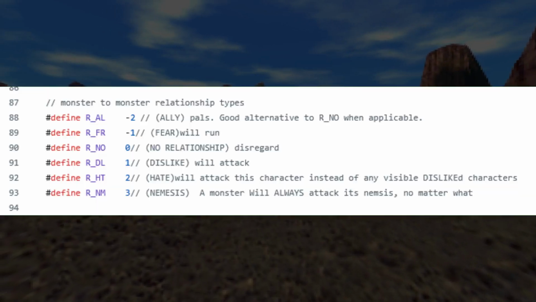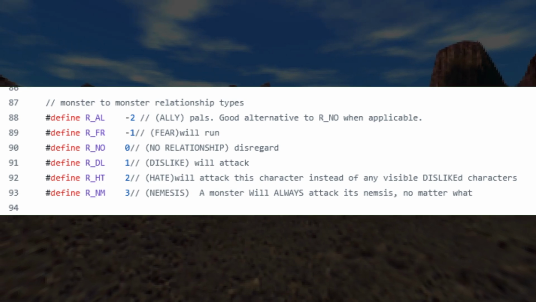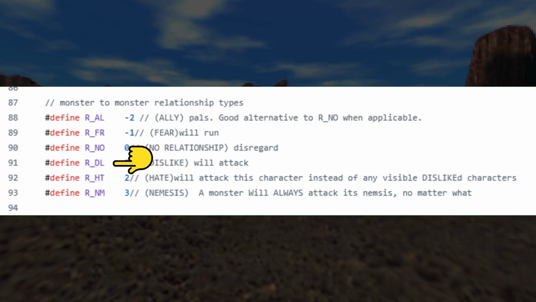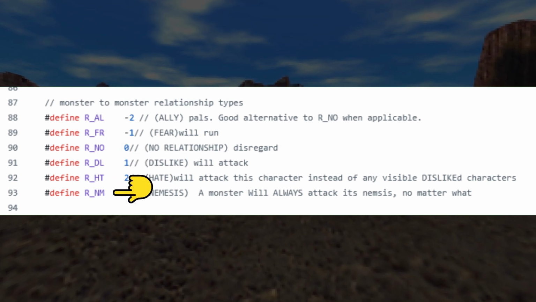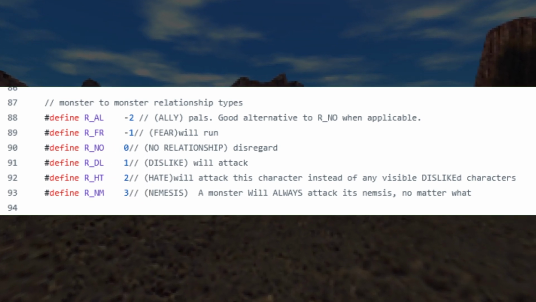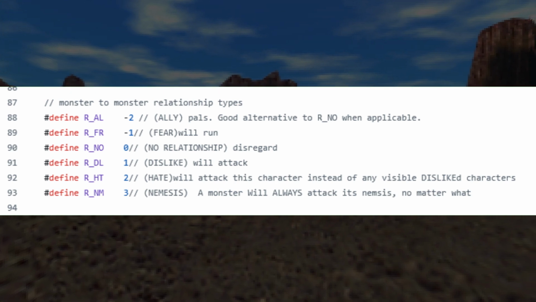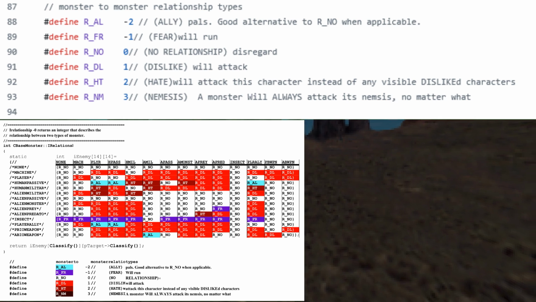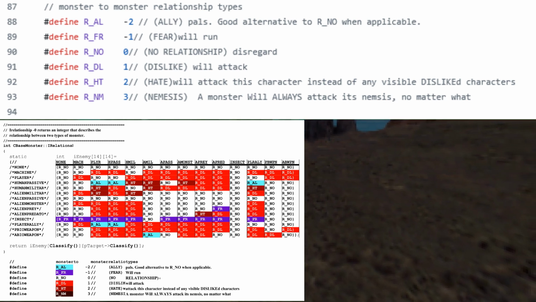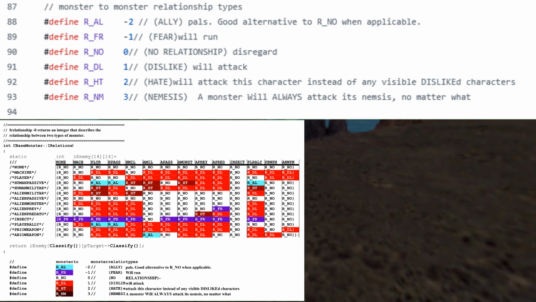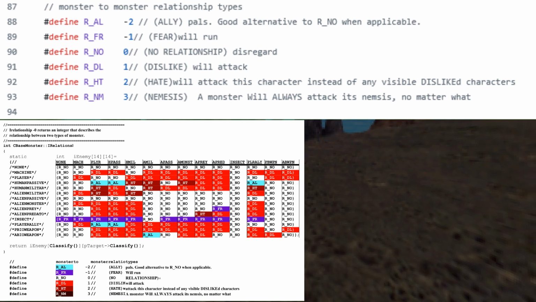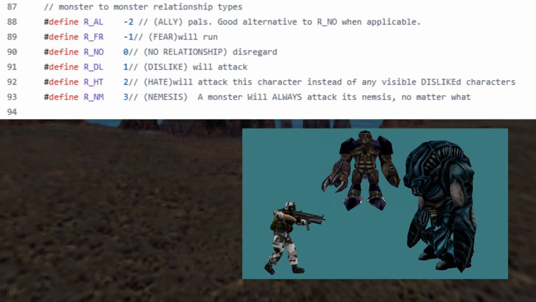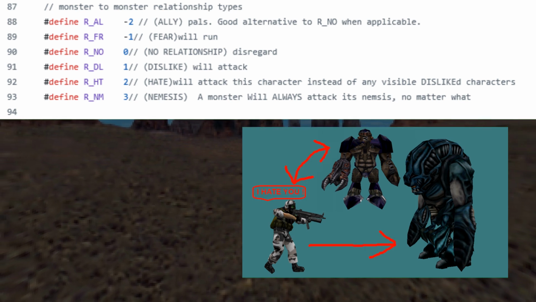Possible relationships between monsters are ally, fear, no relationship, dislike, hate, and nemesis. The last three are hostile relationships of increasing priority. Note that the relationship nemesis does not appear in the table. Instead, some monsters implement their own relationship method that returns nemesis on specific other monsters. For example, the human grunt sees the alien grunt and the gargantua as nemesis, while the alien grunt sees the human grunt as nemesis.